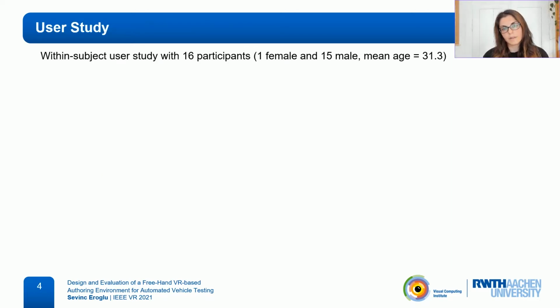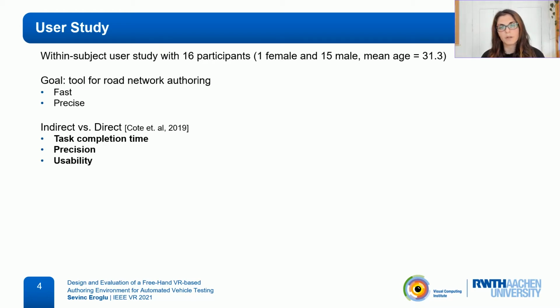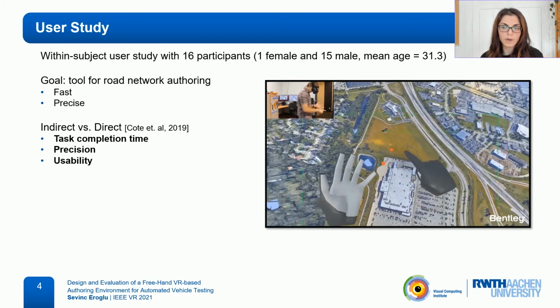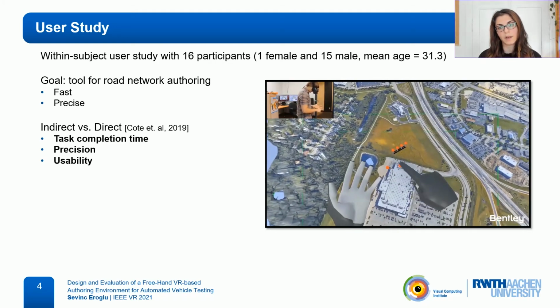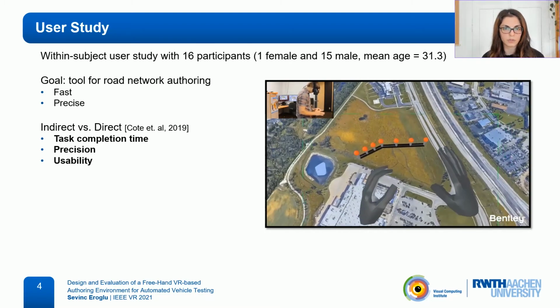To evaluate our indirect technique, we performed a within-subject user study with 16 participants. Our goal is to provide a tool for road network authoring that is fast and offers a precise placement of objects. Therefore, we compared our indirect technique to a direct interaction technique regarding task completion time, precision, and usability. The direct interaction is inspired by the work of Kohn et al., where users create roads by placing control points directly on the terrain, and navigation is performed by using two-handed gestural inputs.